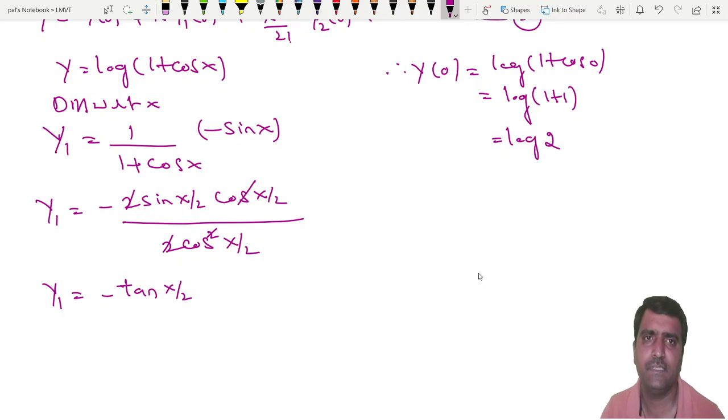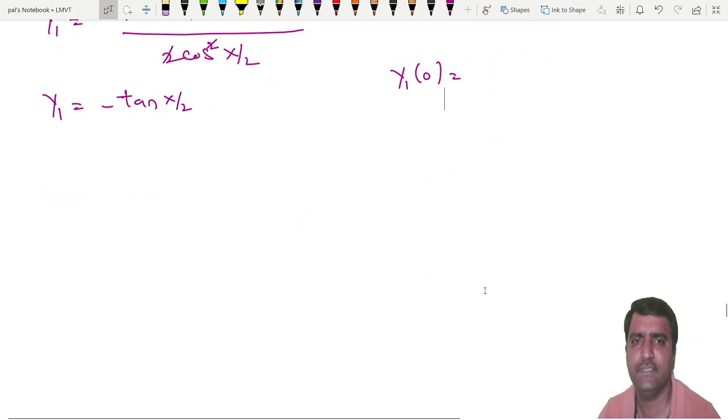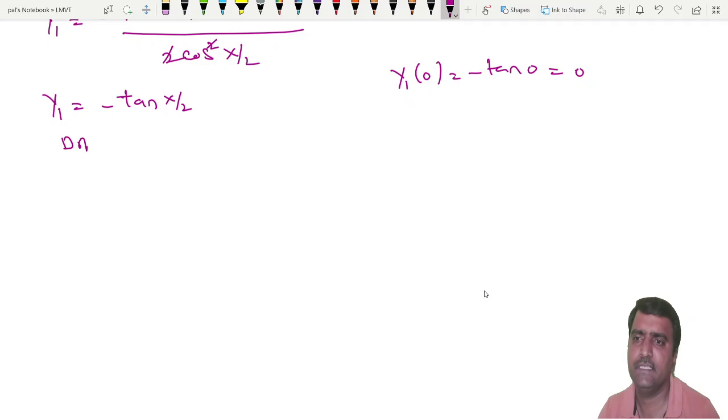So if tan comes, then you know this is the third problem of the tan. In the previous problem also, at the stage of y1 we get the tan function. And in one of the earlier problems, there also we get tan functions. You know what to do for tan. First you calculate what is y1 of 0. y1 of 0 is equal to minus tan 0, and minus tan 0 is 0. So again you differentiate this with respect to x.